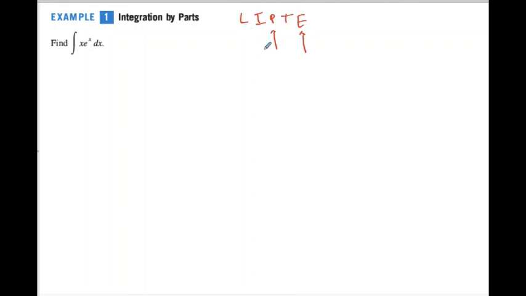That means that u should be equal to the polynomial term, which is x. So we're going to say u is equal to x, dv is equal to e to the x dx. And now to finish this, we need to use the integration by parts formula. So the integration by parts formula says the integral of u dv is equal to u times v minus the integral of v du.